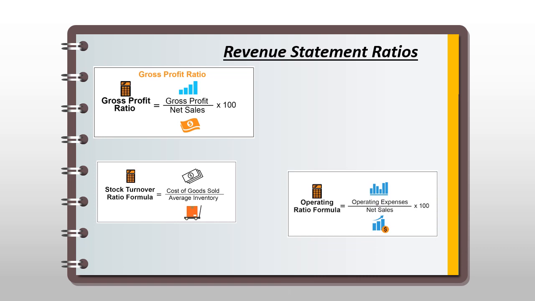The next ratio is the operating ratio, and the formula is operating expenses divided by net sales multiplied by 100. So the total of all the operating expenses will be divided by net sales and we'll get the answer. And the last formula is the net profit ratio, where we take net profit and divide it by net sales multiplied by 100, and we get the net profit ratio.